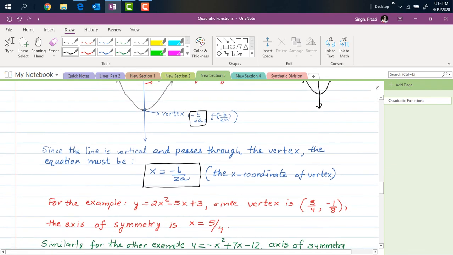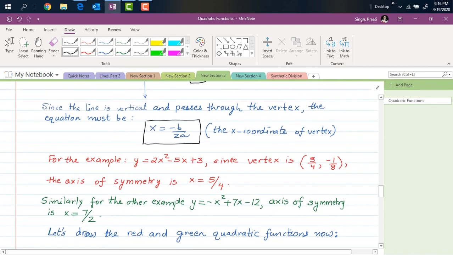For example, in the red curve, your vertex is 5/4, comma -1/8. This is my vertex right here. The coordinates are 5/4 and -1/8, right? So I know the vertical line that passes through the vertex is the axis of symmetry. Since this line is vertical, it has the form x equals a number. What number? That number must be 5/4 because it passes through 5/4. So the axis of symmetry is x equals the x coordinate of the vertex. Similarly, for the green curve, it is x equals 7/2.